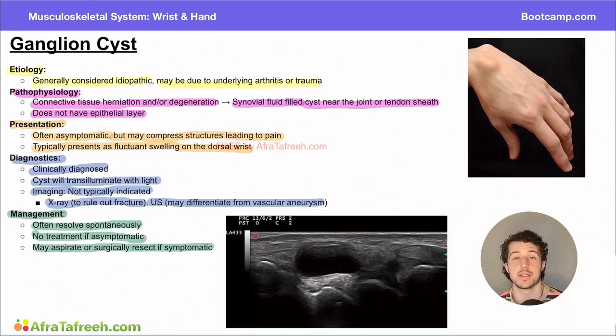And so we have a pretty classic presentation of a ganglion cyst. We have an older patient with a fluctuant swelling on the dorsum of the wrist, which transilluminates with light, and because it's asymptomatic, we would not advise that this patient get his cyst surgically removed.